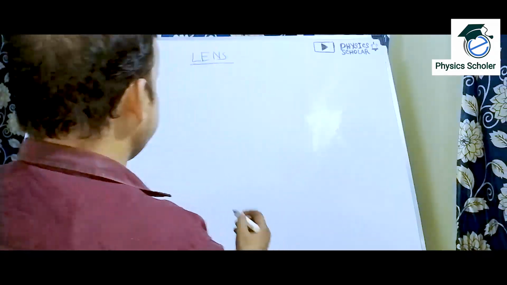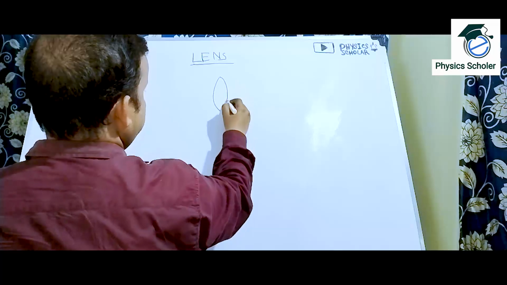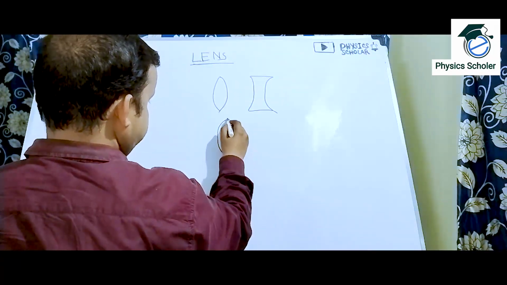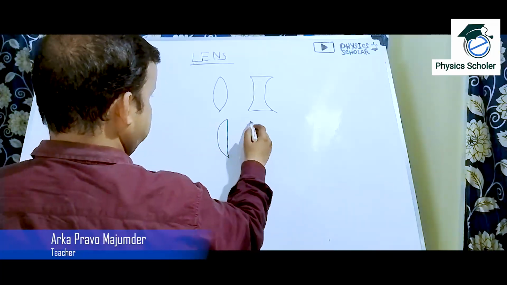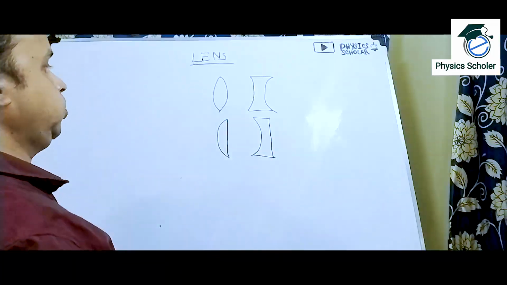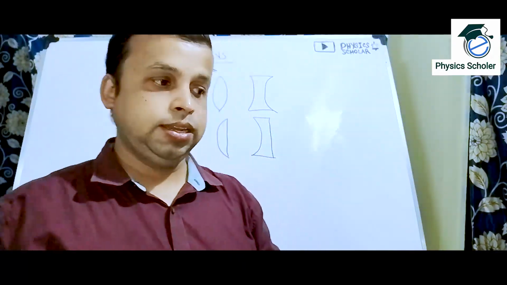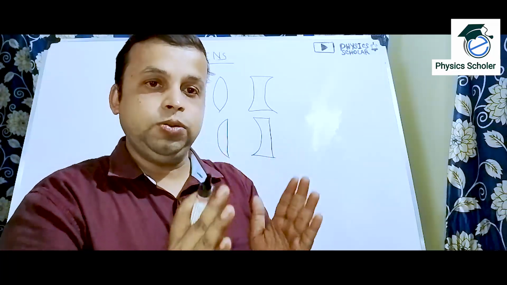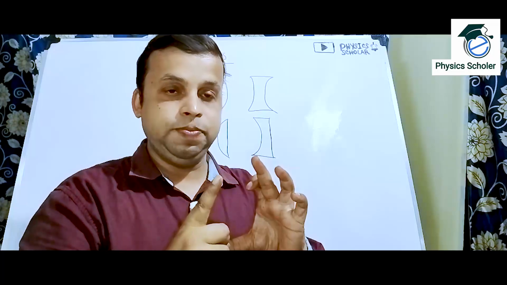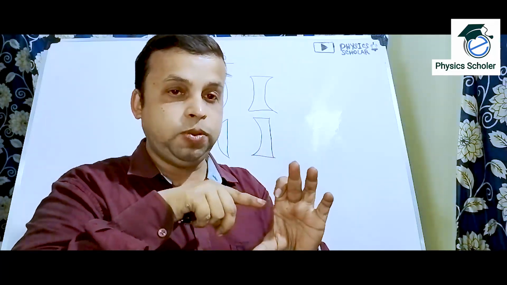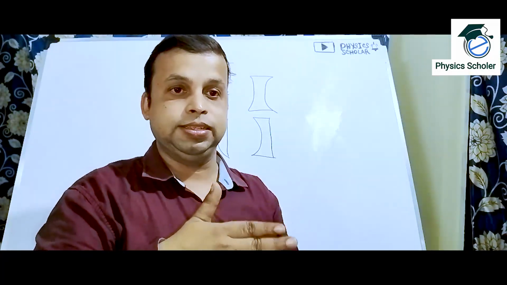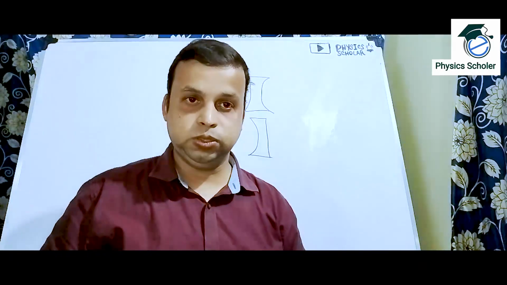So two spherical surfaces can be like this, or two spherical surfaces can be like this, or one spherical surface and another straight surface. These are the lenses. A lens is an optical medium surrounded by two spherical surfaces or one spherical and one straight surface, and it is where the refraction of light takes place. If the light enters, then the refraction will take place. So this is known as a lens.